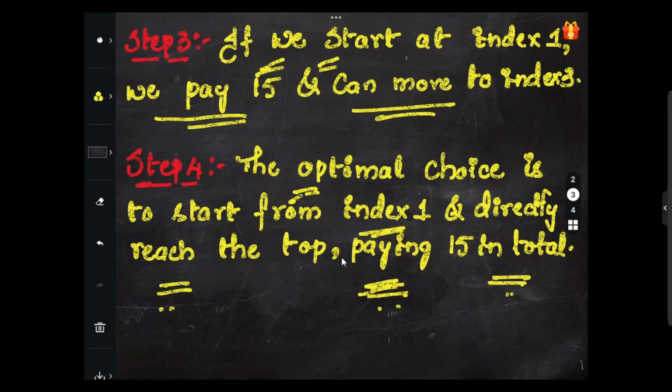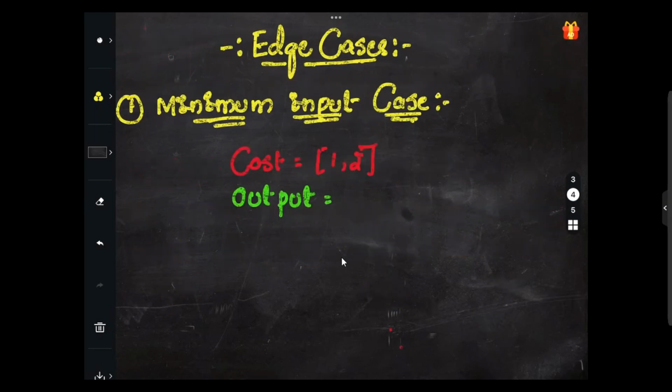So here let's discuss the edge cases one by one very quickly and then finally write the code. The first one would be the minimum input case. When I say minimum input case, we are just going with 2 elements here, right?